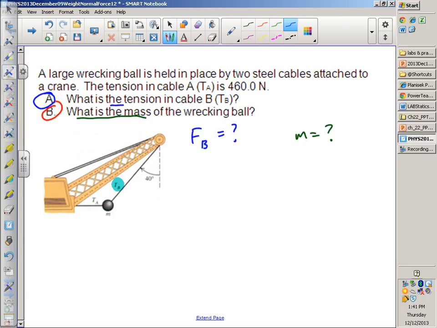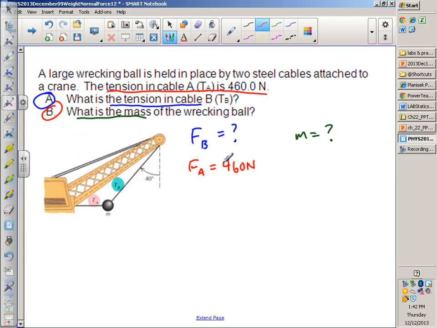So what is the tension in cable B? That's just the force of cable B. What is the mass? It did give us one piece of information directly, right? The tension in cable A is 460 newtons. So we know that cable A, the one that's labeled right here, the force that that cable is applying to the wrecking ball is 460 newtons.